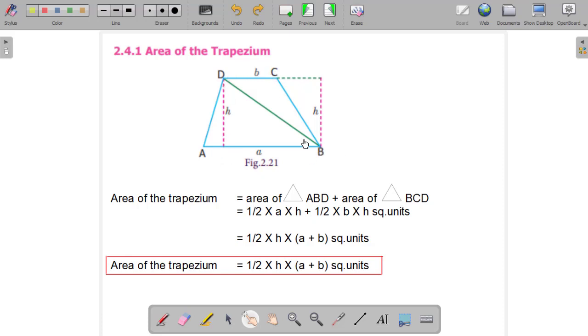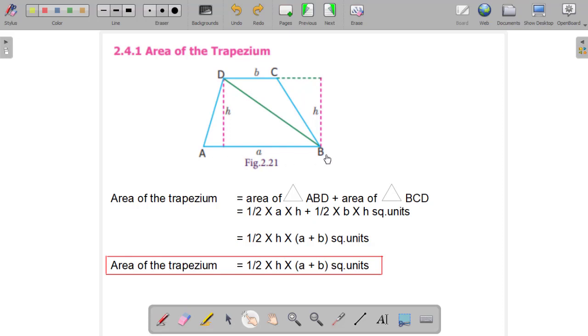The first triangle is an acute angle triangle. The next triangle is an obtuse angle triangle. The height for both of the triangles is the same, that is H. So if we find out the area of these two triangles and then add them up, we will get the total area of the trapezium. So let's start. Area of the trapezium is equal to area of triangle ABD plus area of triangle BCD.